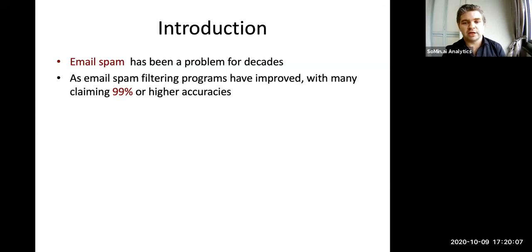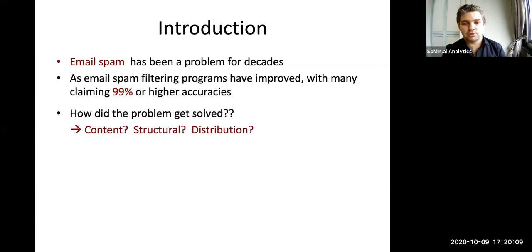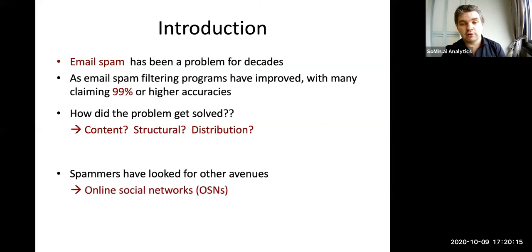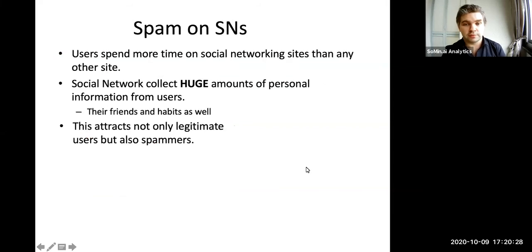Obviously, spam messages are harmful to everyone. So how does this problem get solved? Through contents, through structures, through distribution, or how are we going to solve this problem in social networks, where it's not a formal communication, it's many-to-many communication, and the data is not curated, the data is not official. So it appears to be a more difficult problem.